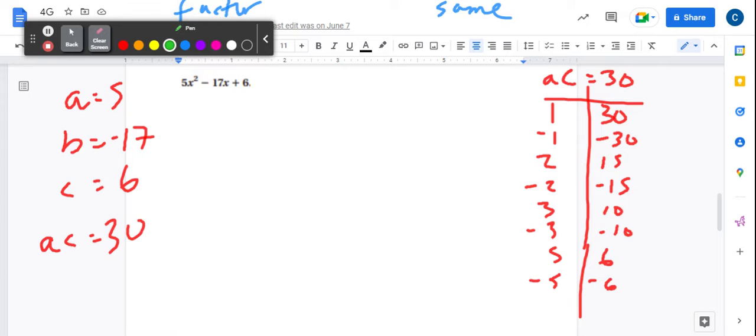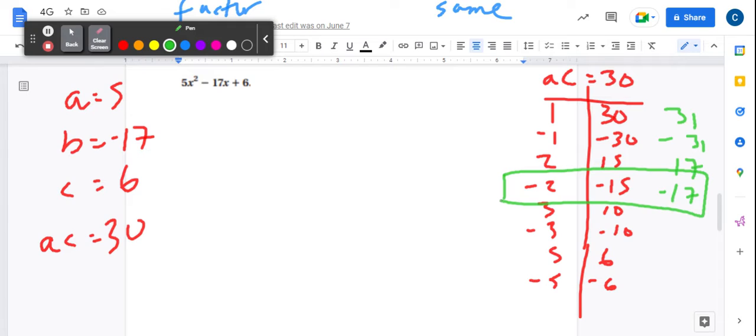So 1 plus 30 is 31. Out. Negative 1 plus negative 30 is negative 31. Out. 2 plus 15 is 17. Out. Negative 2 plus negative 15 is negative 17. Ding, ding, ding. We have a winner. So negative 2 and negative 15 give us negative 17. And that's what we need, because b is equal to negative 17.